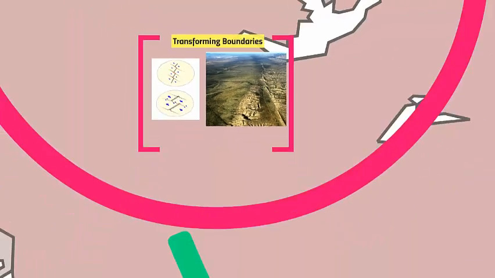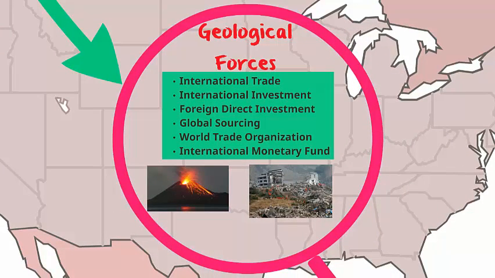These boundaries are representative of the types of interactions that are experienced by the regional economic blocks, and the geological forces that are consequently formed by these interactions. The geological forces model the drivers of international business, such as foreign direct investment, global sourcing, and multilateral governing bodies, such as the World Trade Organization and the International Monetary Fund. Let us explore some of these boundary relationships with real-world interactions.